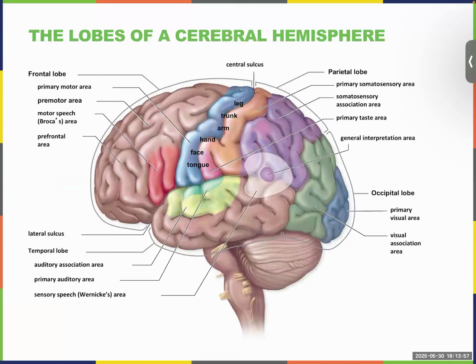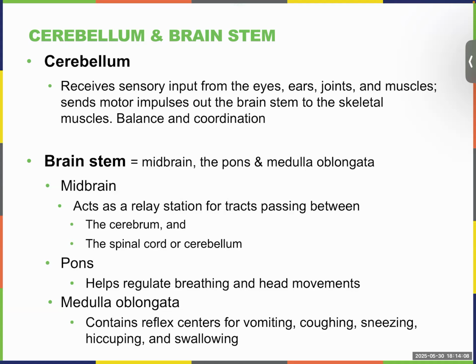The brain stem, which we see is long, is in this picture to the left of the cerebellum. It's made up of the midbrain, pons, and medulla oblongata. The midbrain acts as a relay station for tracts passing between the cerebrum, spinal cord, and cerebellum. So it's supposed to receive information and relay it to other areas to respond to it. The pons regulates breathing and head movements.